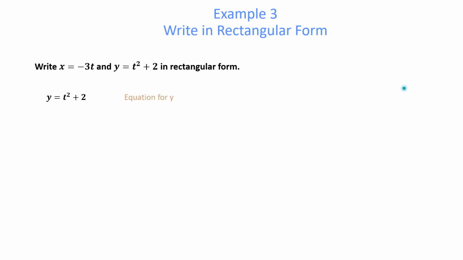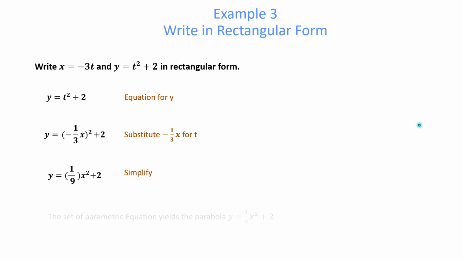So we get y equals t square, where t is minus 1 upon 3x, the whole square, plus 2. We solve further to get the equation y equals 1 upon 9 x square plus 2. When we simplify, the parametric equation yields the parabola y equals 1 upon 9 x square plus 2.